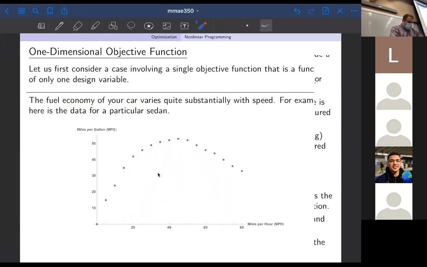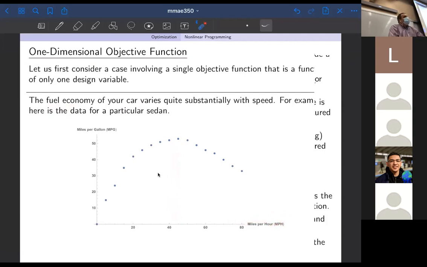What we want to do is determine what speed gives me the maximum fuel economy. If I am driving from point A to point B, and my objective is to get there using the least amount of fuel, what speed should I drive at? If my objective is to get there as quickly as I can, that's obviously different, because that will mean the highest speed possible. And then what's your constraint?